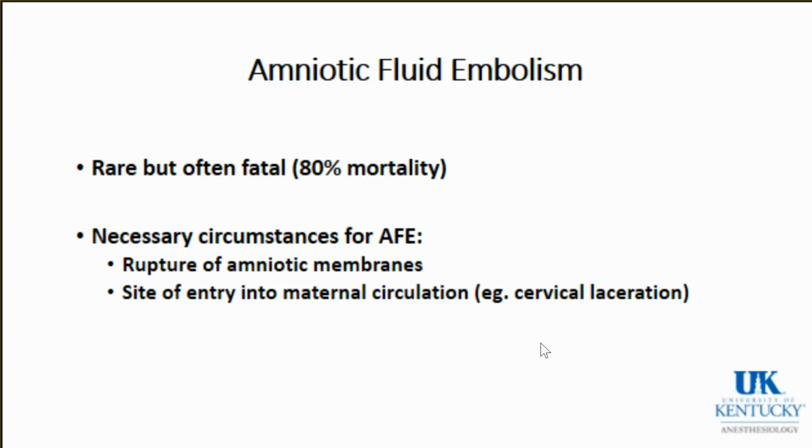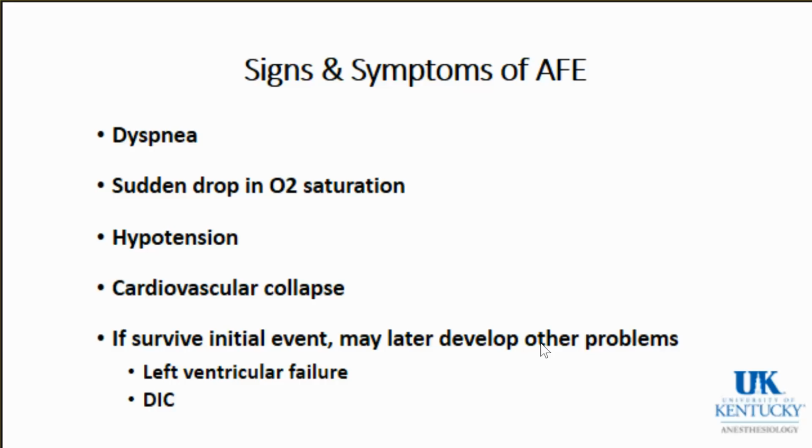Amniotic fluid embolism, rare but often fatal. To have an amniotic fluid embolism, there has to be rupture of amniotic membranes, and there has to be some site of entry into the maternal circulation. So during labor, as you know, there are some little vaginal tears, so there's definitely a place for there to be entry. Signs and symptoms: all of a sudden short of breath, drop their sat, get hypotensive, cardiovascular collapse. Once they get past that initial acute event, over time, they can also develop DIC and left ventricular failure.